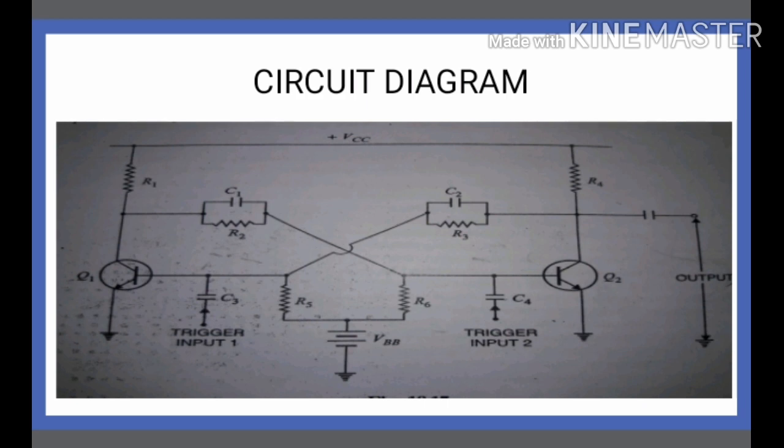This is the circuit diagram of the bistable multivibrator. In this diagram, we have two transistors. The transistors are cross coupled, and there are a shunt resistor, trigger inputs, a power supply, and common emitter connections.